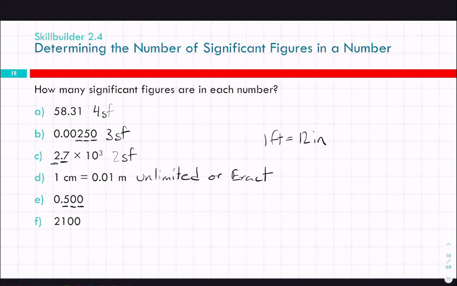All right, and for F, how many significant figures? We didn't do E. Oh, sorry, E. Would it be the 3? Yeah, I didn't write the answer down, but yeah, it's 3.